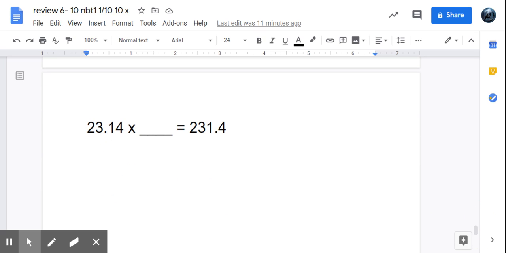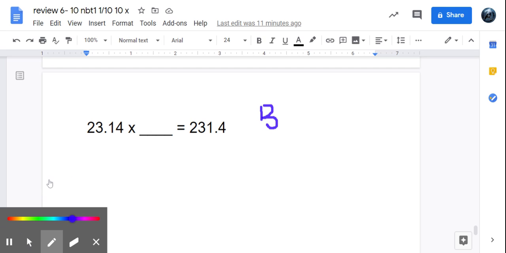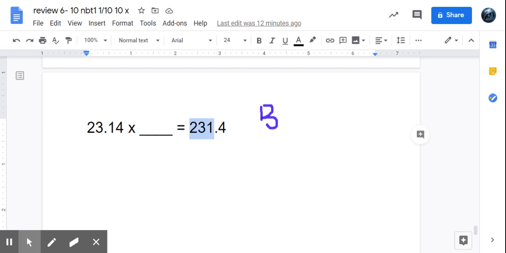What do I multiply 23 and 1/10 by to get 231 and 4/10? Just look at how many times the decimal moved, and did it get bigger or smaller? Okay, first thing, it got bigger. 23 to 231. You don't even have to read the decimals. You can literally just look at the numbers in front of the decimal. 23 versus 231. It got bigger. How many times did it move the decimal?